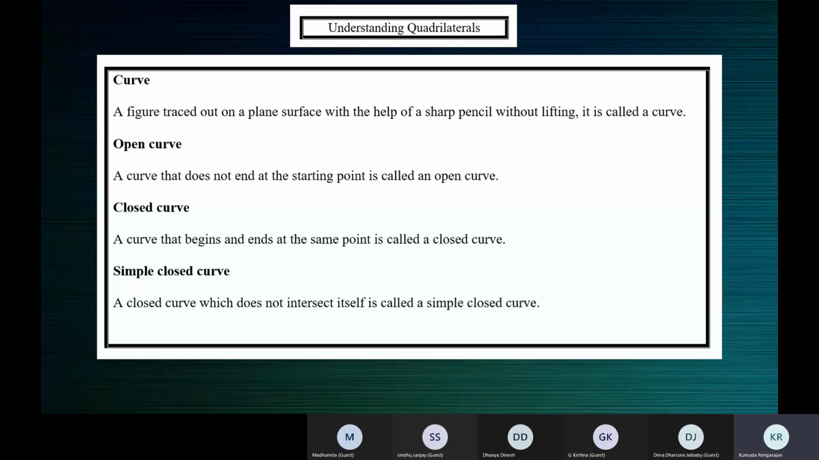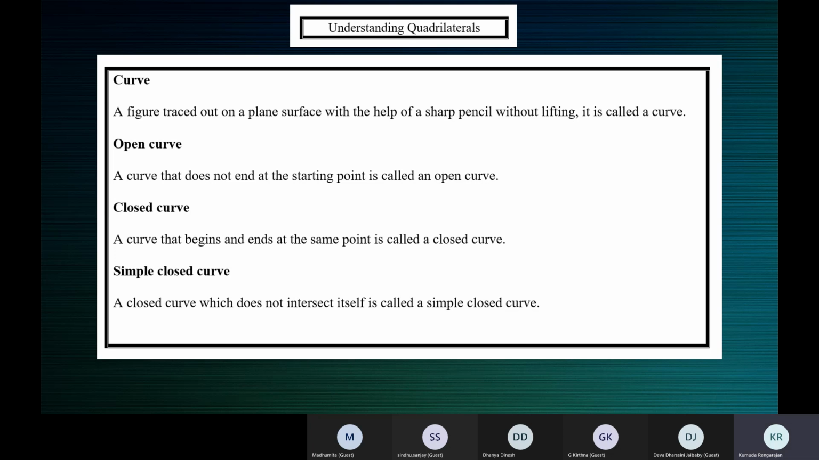Now, what is a simple closed curve? A simple closed curve must first be a closed curve. So what is a simple closed curve? A closed curve which does not intersect itself. That means in a curve, the starting point and the ending point are the same because it's a closed curve.